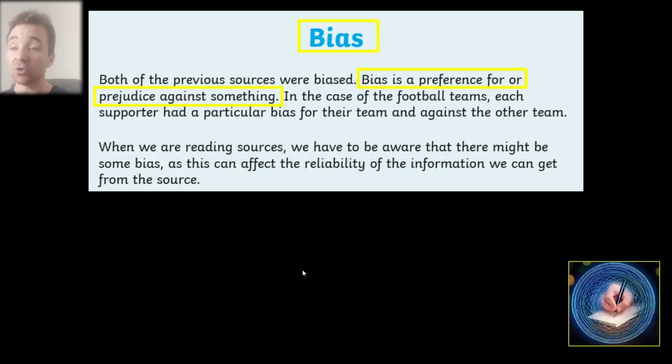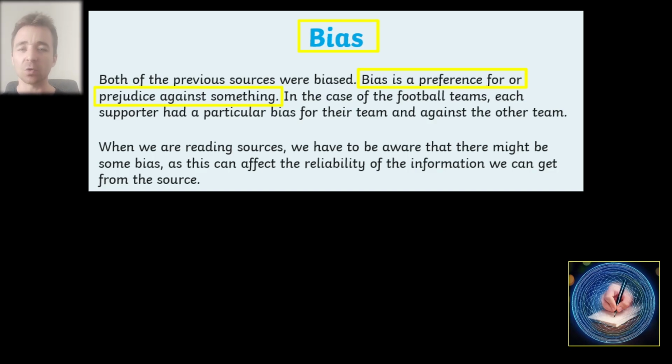Now, we do have to write some of this down. We're going to talk about the idea of bias, which is what we just talked about there, okay? You'll have to write down what's in the yellow boxes, just the title and this one sentence. It's not too much, and I'll take us through this slide. Both of the previous sources were biased, and bias is a preference for or prejudice against something. So that means your own opinion of what you think can determine how you view a scenario.